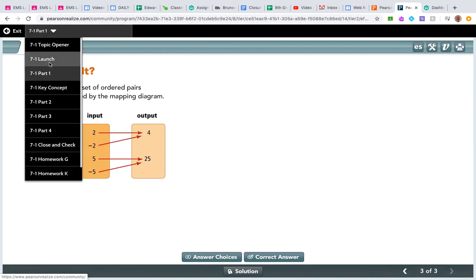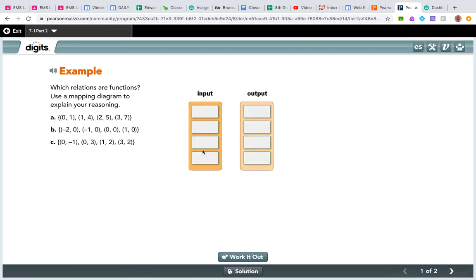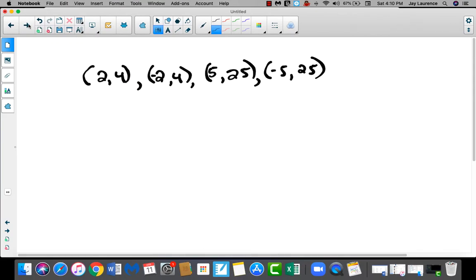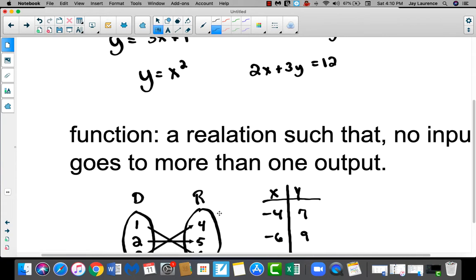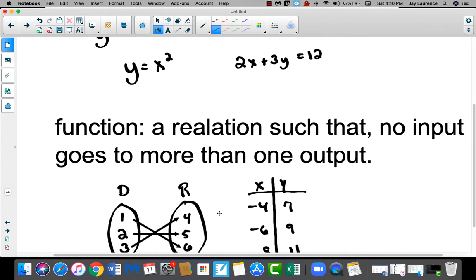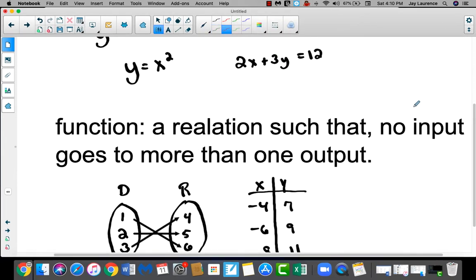Okay, so now let's see where we're going to next. All right, they want to know if these relations are functions. So we better go back here and we better define a function. Okay, a function is a relation such that no input goes to more than one output. Okay, no input can go to more than one output. I teach my algebra students, you can't use this as a reason on a test, but it's good for making sense. Inputs are like people, okay, and outputs are like restaurants.